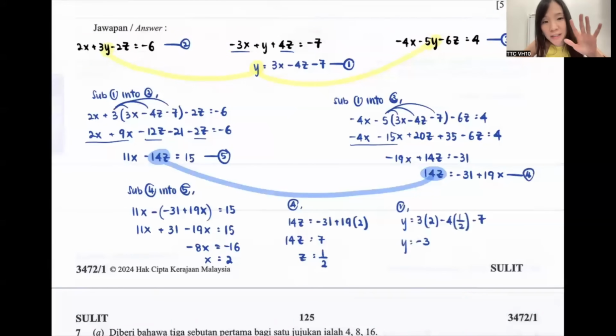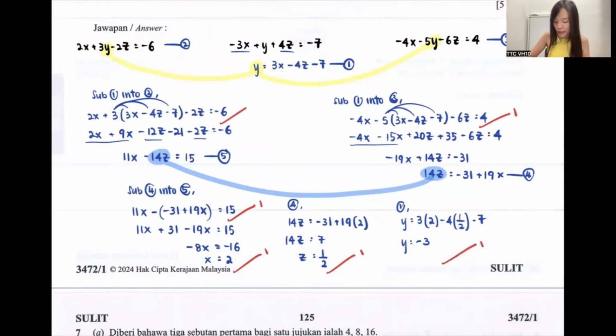How many marks? 5 marks. So guys, when you are able to sub in correctly, they will give you 1 mark. When you are able to continue to sub in correctly, they will give you 1 mark. This answer 1, this answer 1, this answer 1. Altogether, this question is worth 5 marks. Done. Quite easy so far until this part. I feel like this paper, okay, not bad. I mean, if your basics are good, this is nothing, okay?